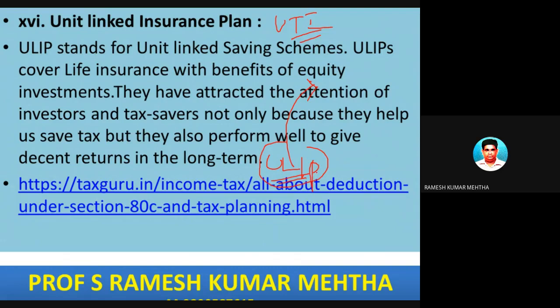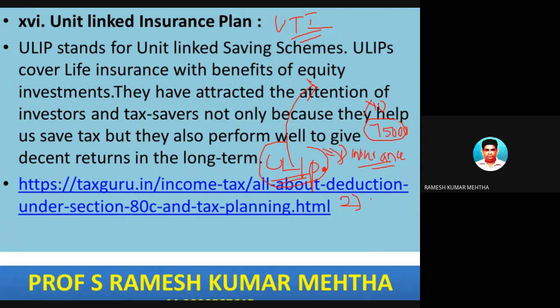So, for example, if I am investing in the UTI ULIP scheme, I get triple advantages. Number one is my insurance is covered. For example, I have invested 75,000 every year in ULIP. So my insurance is covered to the extent of, for example, 10 times, 7.5 lakh rupees. If I die, if an accident takes place, if due to health I die, it will be released to my family members because of the insurance coverage under ULIP.